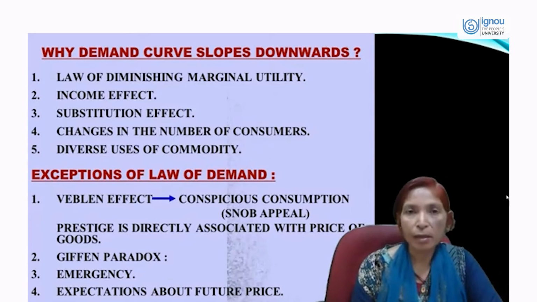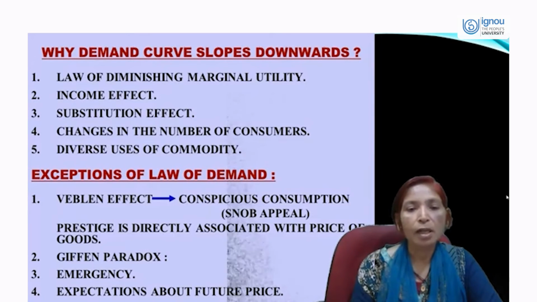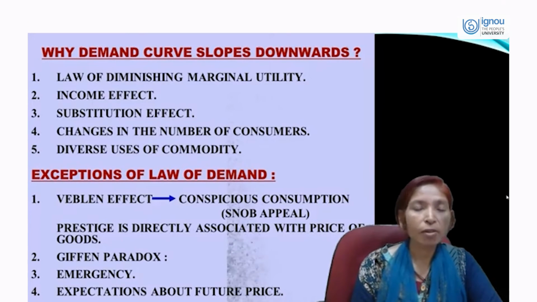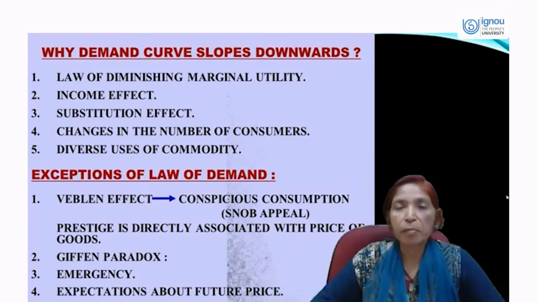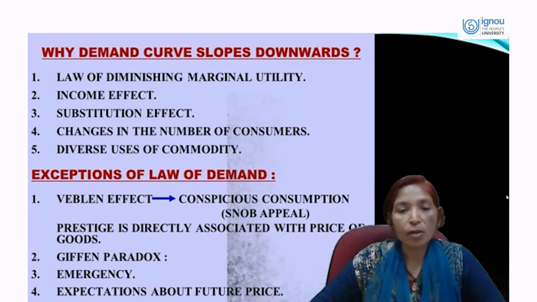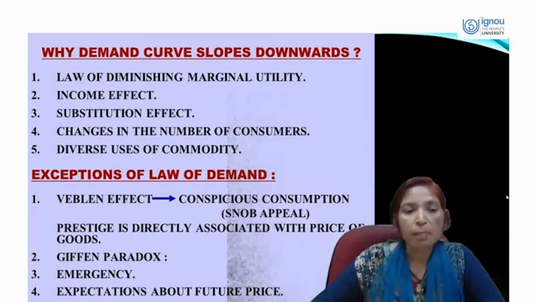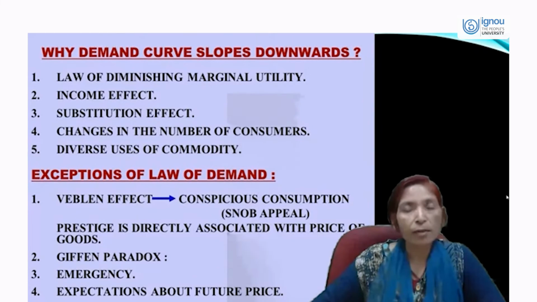First is Veblen effect. Veblen effect or snob appeal is generally that effect which shows that in the case of prestigious commodities, consumers mainly buy that commodity when the price is higher. So these goods are related with conspicuous consumption and prestigious goods. They are directly associated with the price of the goods. Price rises, demand rises. Price falls, demand falls.